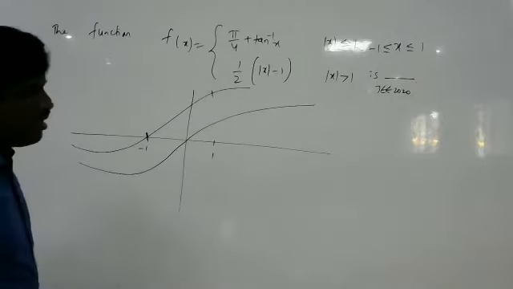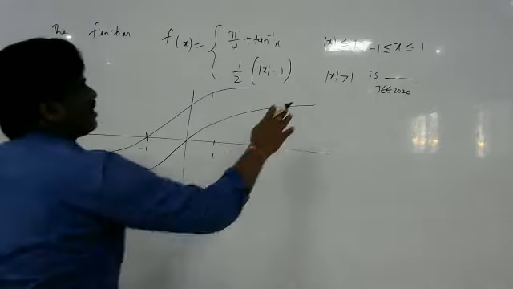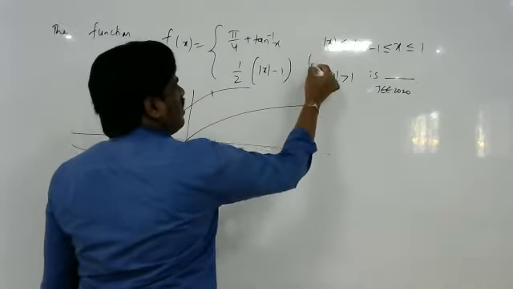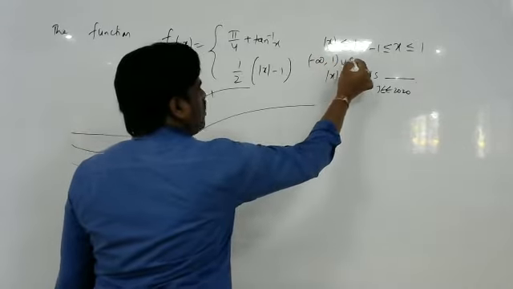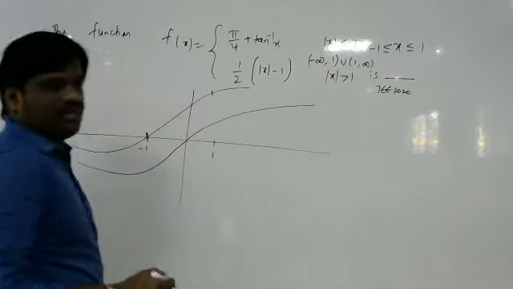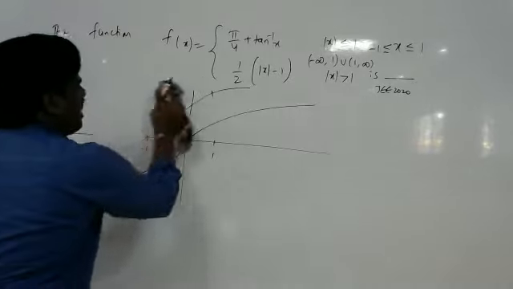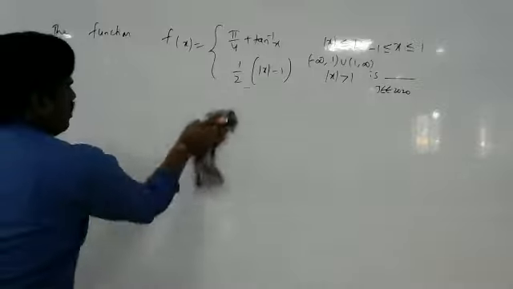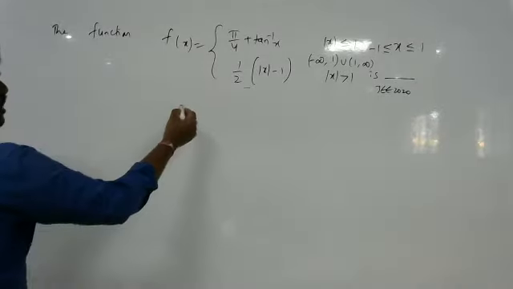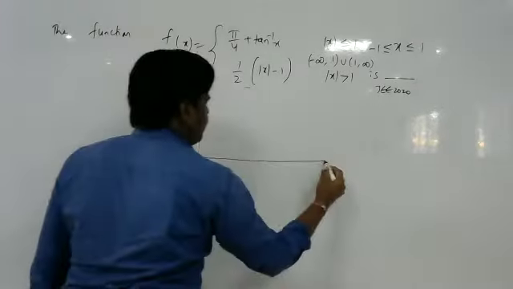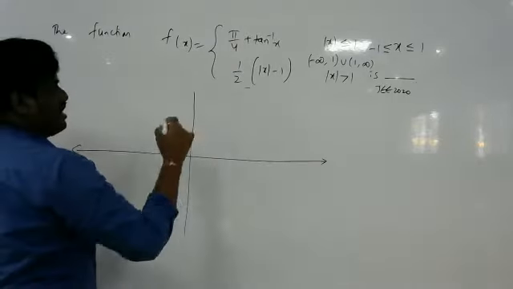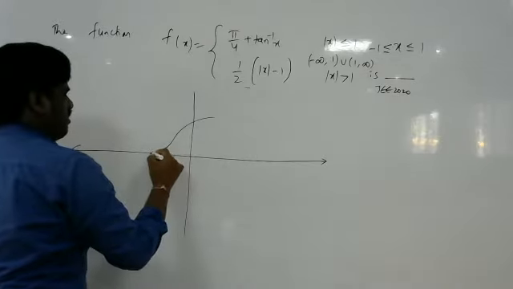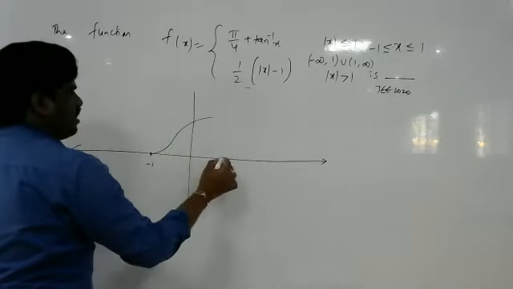Is it clear? Yes. Now that only I am going to do. This function is there when x is between 1 and minus 1, and the other function is there from minus infinity to 1 union 1 to infinity. So graphically it will be easier compared to solving the problem algebraically. So we can draw the graph like this. This is the graph of tan inverse x plus pi by 4. This will be minus 1 and this will be plus 1.